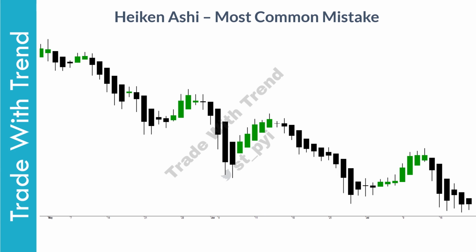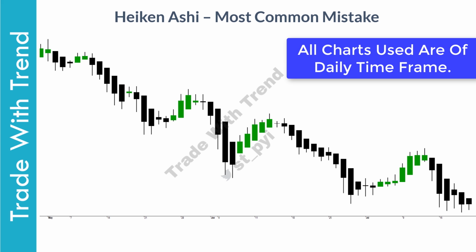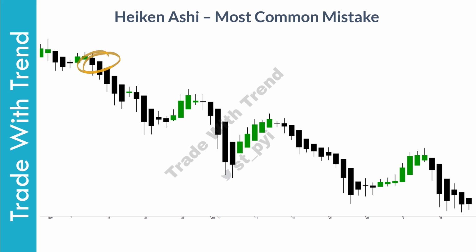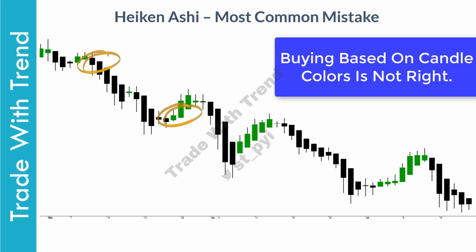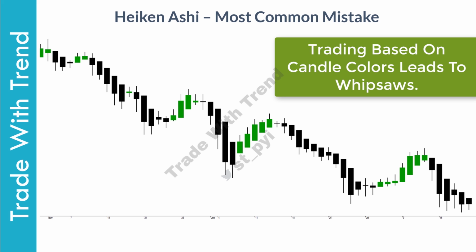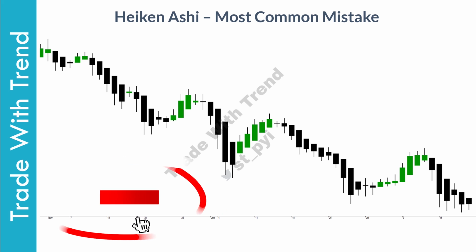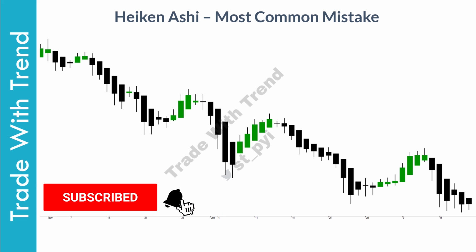Let us first begin with the most common mistake committed by traders when using Heikin Ashi candlesticks. All charts used in this video are of daily time frame unless I specify otherwise. Look at the chart in front of you. Traders here attempt to go short whenever they see a down candle and they attempt to buy whenever they see an up Heikin Ashi candle. This approach is not right and it leads to more whipsaws, as by the time a trader buys or shorts, the entire move is already over. I'm sure this must have happened to you as well, as this was one of the most basic problems I faced when I started trading with Heikin Ashi candlesticks.